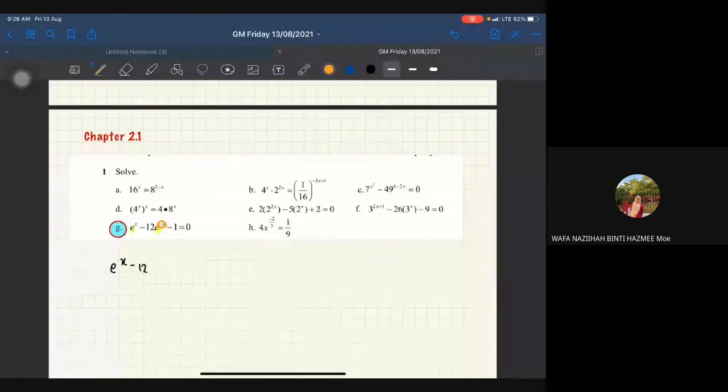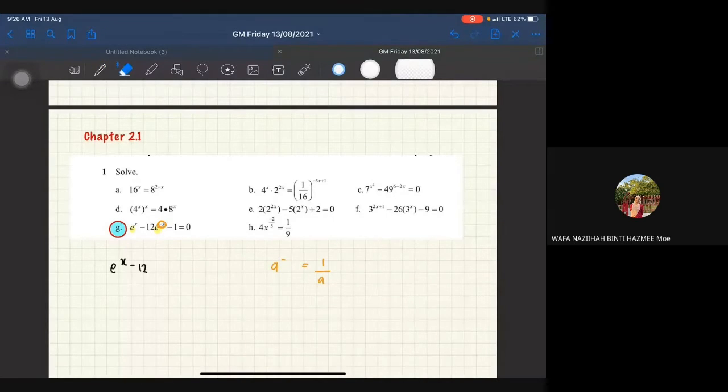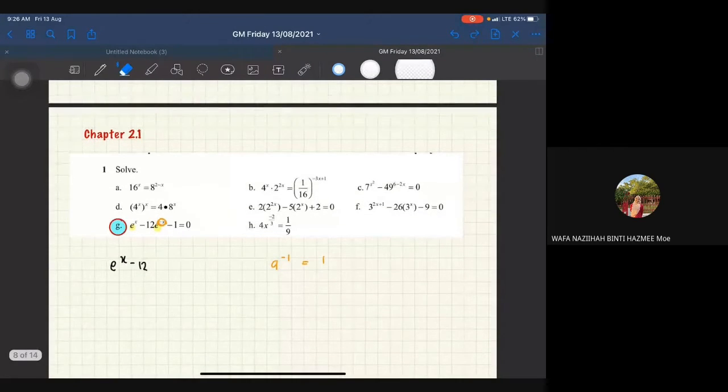Okay, so cuba kita try positifkan dia. Okay, so maksudnya kalau contohlah kita ada A to the power of negative 1, so dia akan jadi sama dengan 1 over A. Okay, so if you have A to the power of negative 2, let's say, so negative 2, awak akan ada 1 over A square. Macam ni. Okay, so sekarang ni saya nak bawa dia pergi ke bawah. Saya nak positifkan dia punya power. So you will have 12 over E to the power of X minus 1 equal to 0.